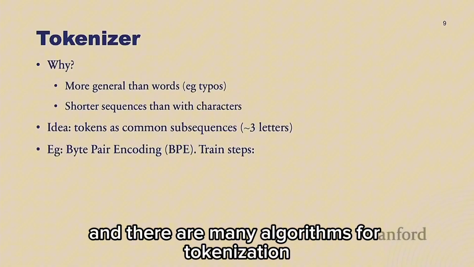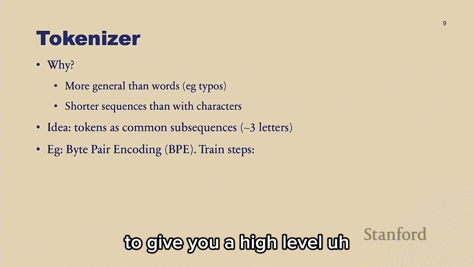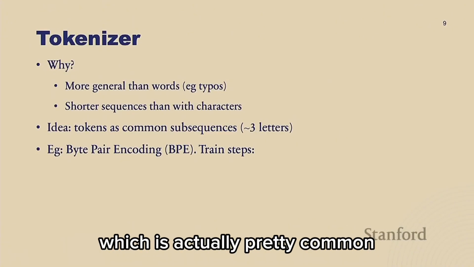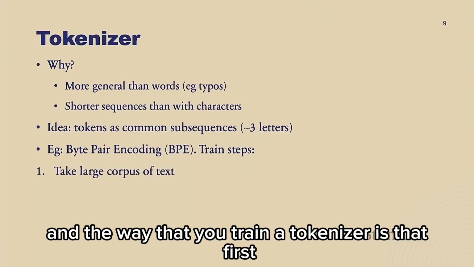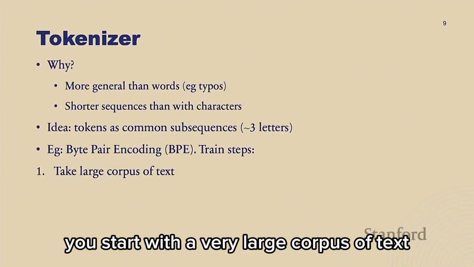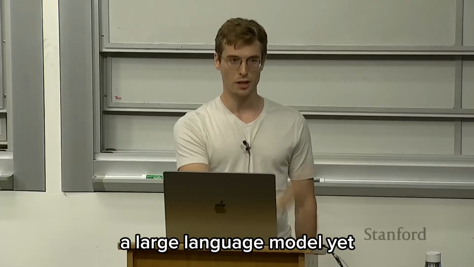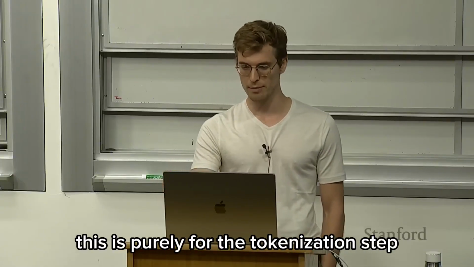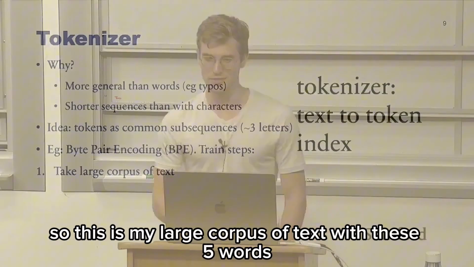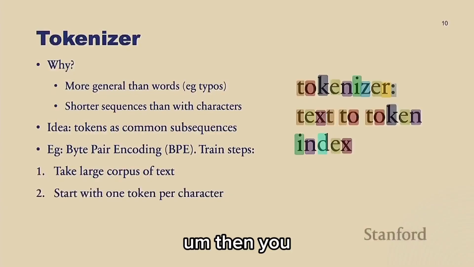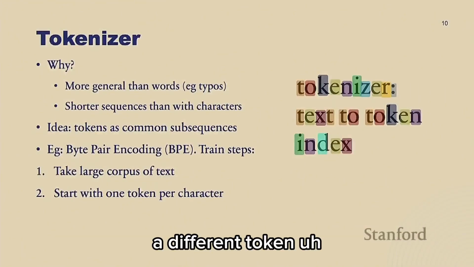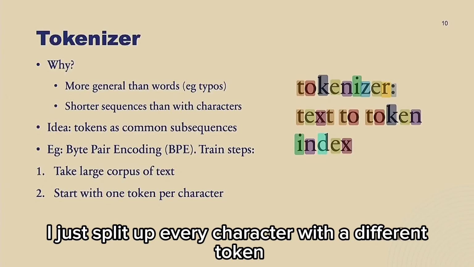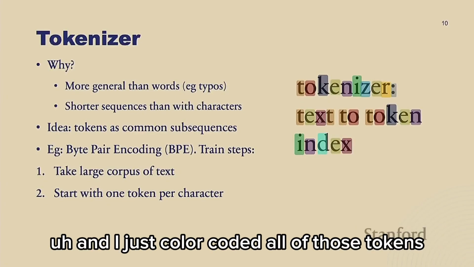There are many algorithms for tokenization. I'll just talk about one of them to give you a high level, which is byte pair encoding, which is pretty common, one of the two most common tokenizers. The way that you train a tokenizer is that first you start with a very large corpus of text. And here I'm really not talking about training a large language model yet. This is purely for the tokenization step. So this is my large corpus of text with these 5 words. Then you associate every character in this corpus of text with a different token. So here I just split up every character into a different token, and I color-coded all of those tokens.